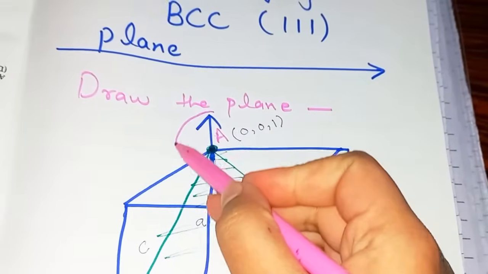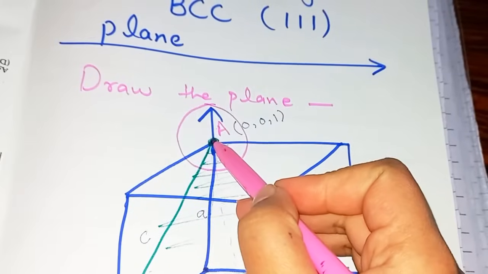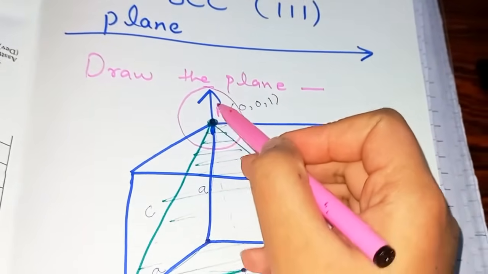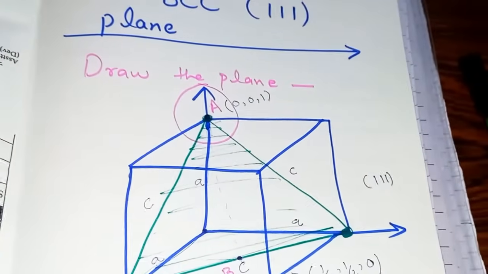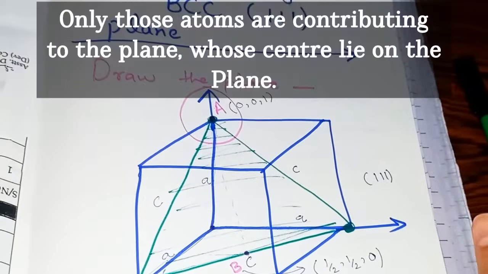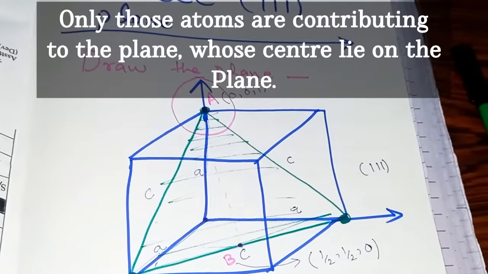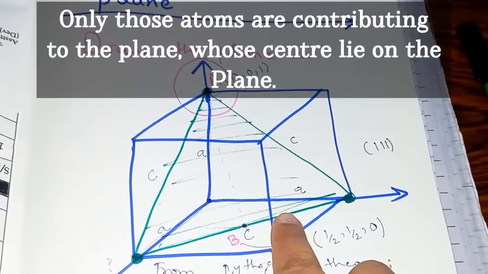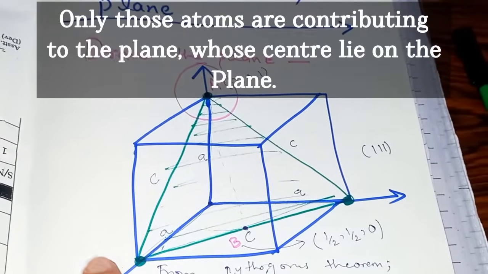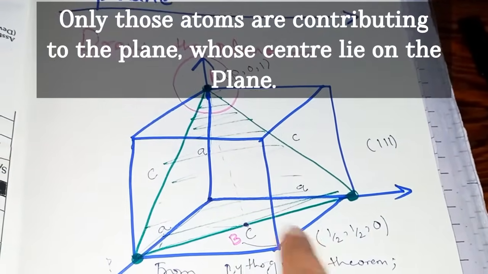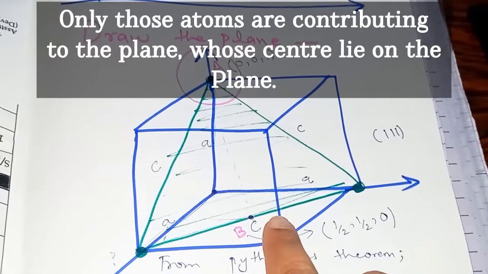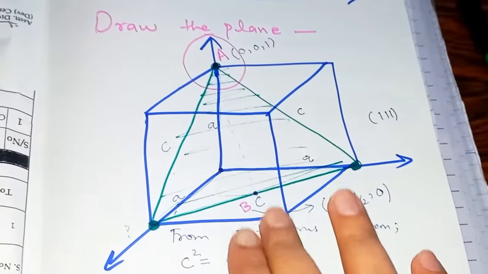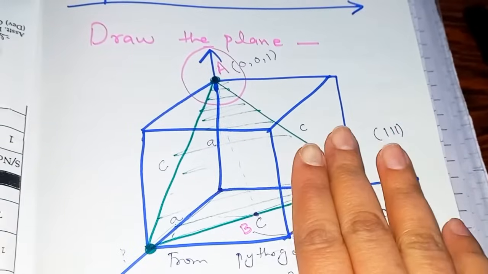We can see here that this is the atom, and the atom center is here, and we can see that the plane is cutting through the center of the atom. Whenever you are calculating the planar density, only those atoms are contributing to the plane whose center also lies on the plane. If the atom center is not lying on the plane, then that atom will not be counted as part of the plane, no matter whether the plane is intersecting the atom or not.